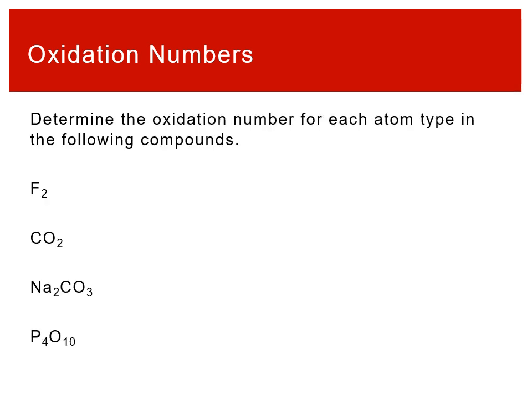So let's look at some examples. Determining oxidation number for each atom type. And again, for any particular molecule, each atom type is going to have an oxidation number.